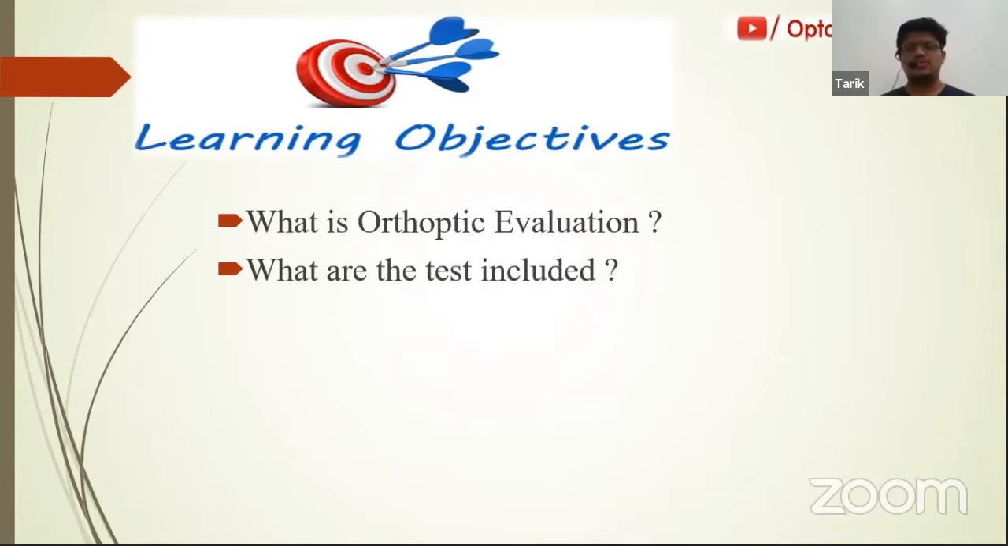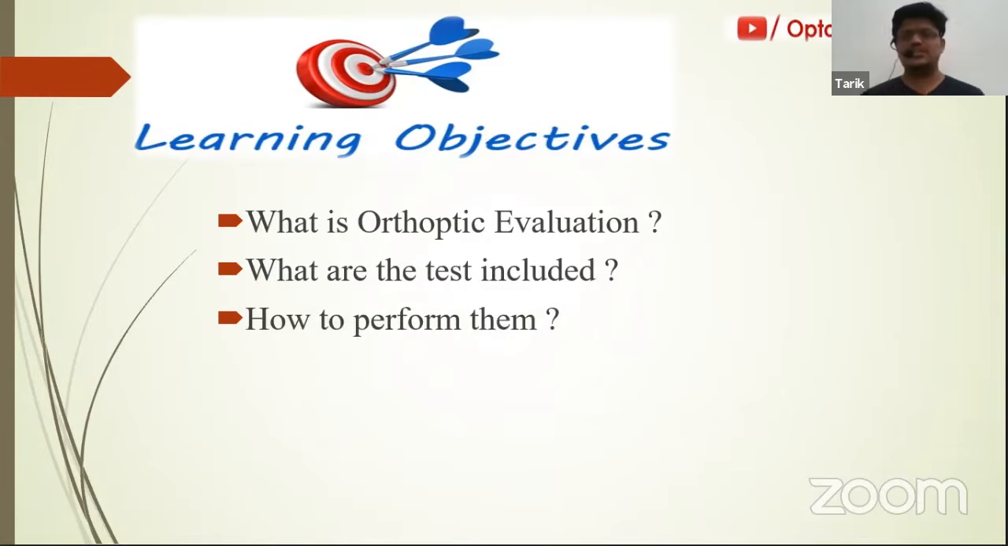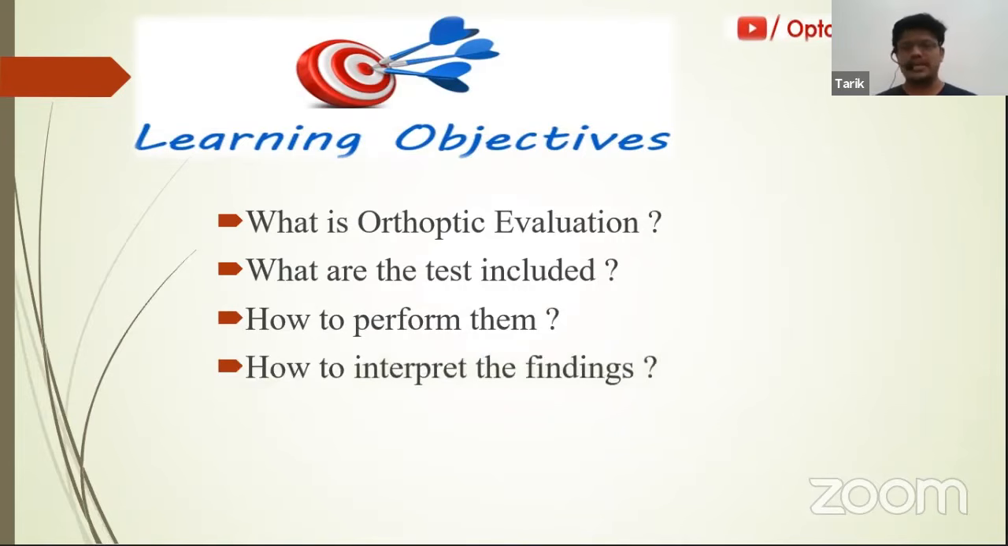We will be looking at the basic tests which are generally required to diagnose a patient with a non-strabismic binocular vision anomaly, or an orthoptic evaluation, and how to perform them. We'll look at how to perform these tests, and whatever results we get from them, how to interpret these findings. These are the objectives which I hope everyone would achieve by the end of the presentation.